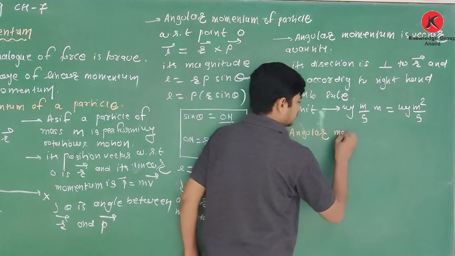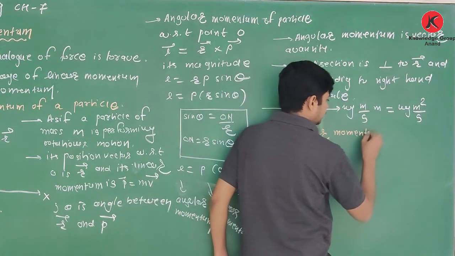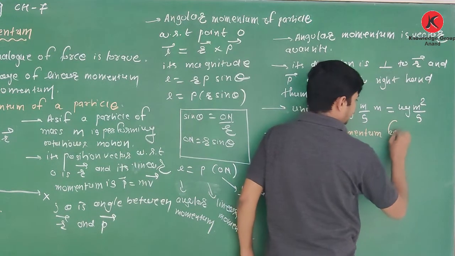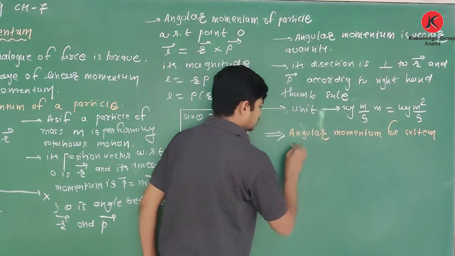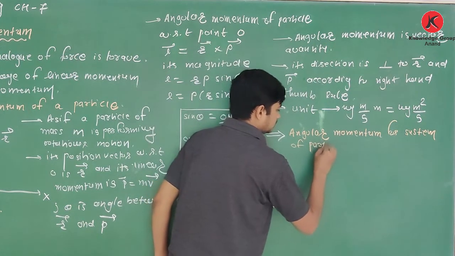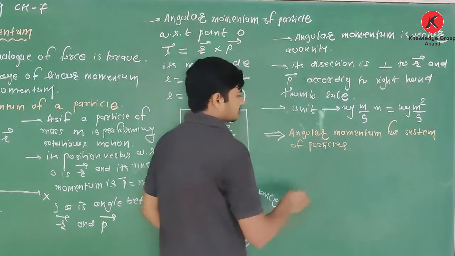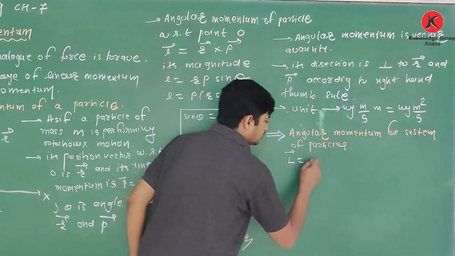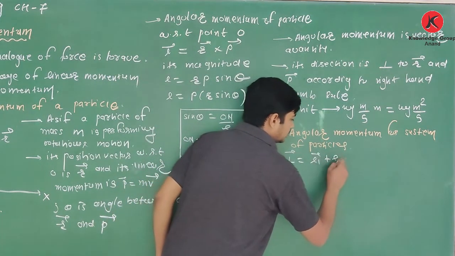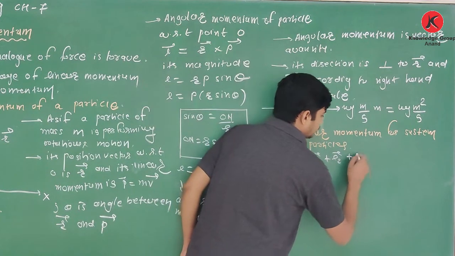Angular momentum for system of particles. For a system of particles, the total angular momentum L is equal to L1 plus L2 plus L3 plus so on.